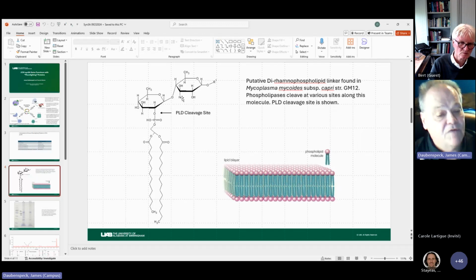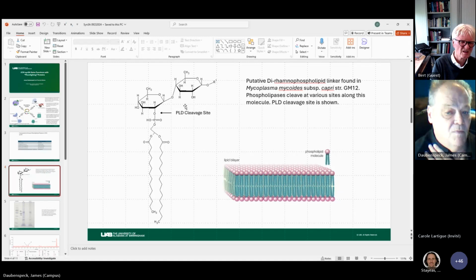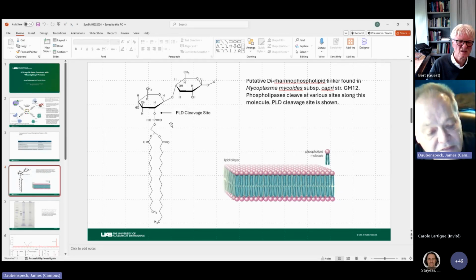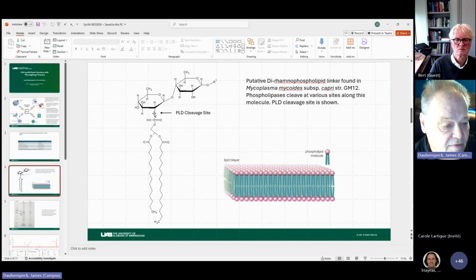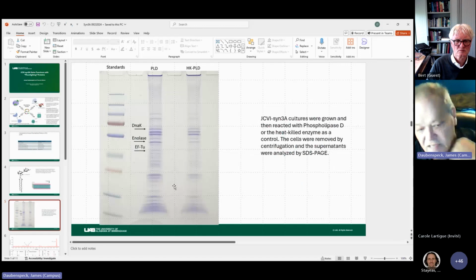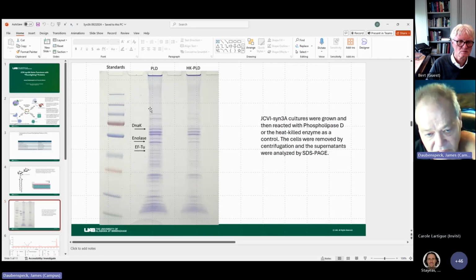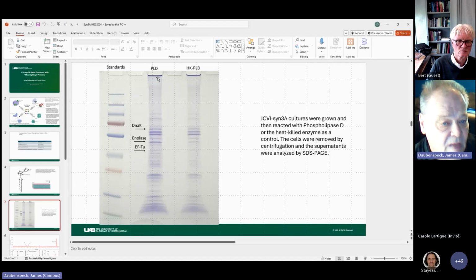We have shown this fairly conclusively in arthritidis and pulmonis. We have strong evidence for this in mycoides, and we have hypothesized that the enzyme phospholipase D would cleave this at this site right here. So we ran SDS-PAGE gels of equivalent amounts of SYNT3A supernatant. The cells were spun down after the enzyme reaction. We reacted one with phospholipase D, and the other with heat-killed phospholipase D.